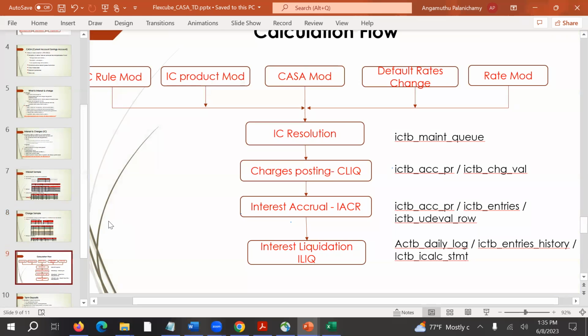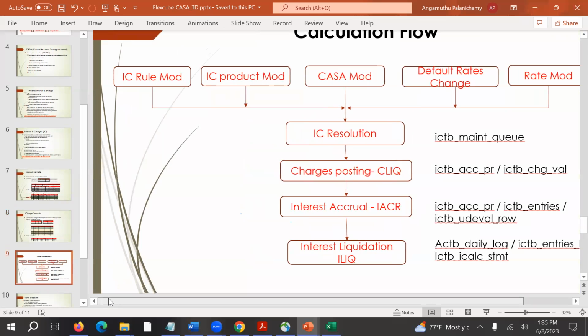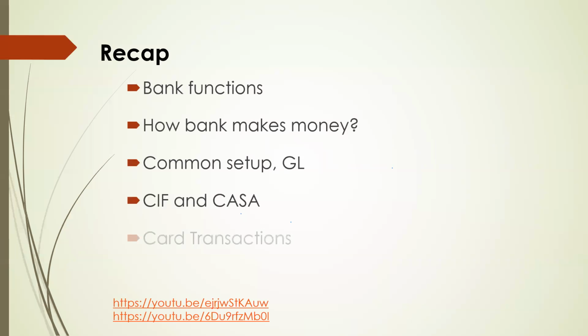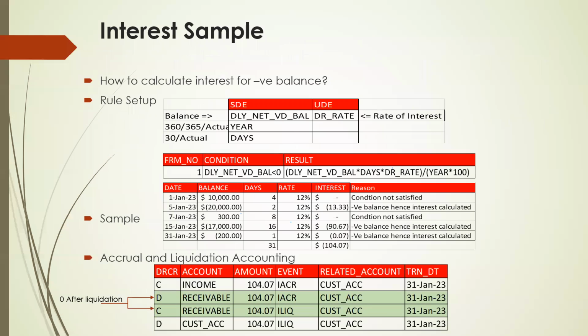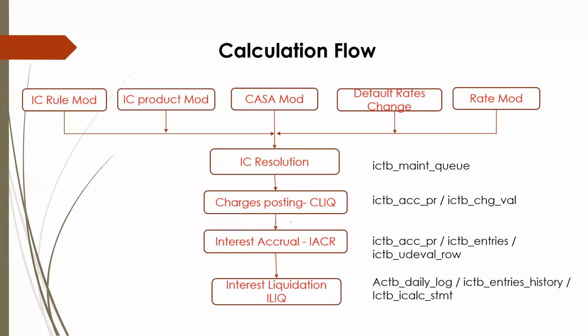Okay, then let me go to what are the processes involved in the IC calculation flow. The first step is the resolution. For every branch, you will have an ICEOD. You have this IC process in the EOD as well as in the BOD. During EOD, all my credit interest, debit interest, and charges happen. During BOD, my term deposit process happens.